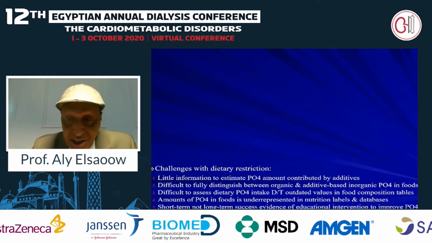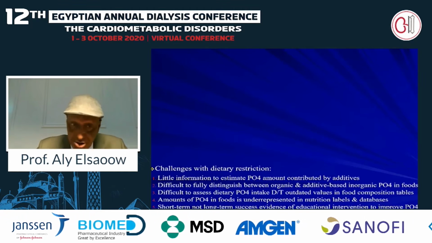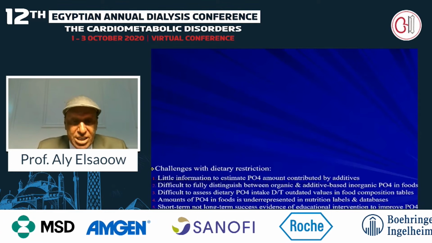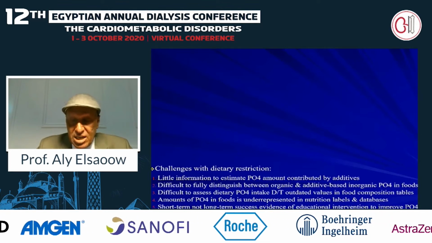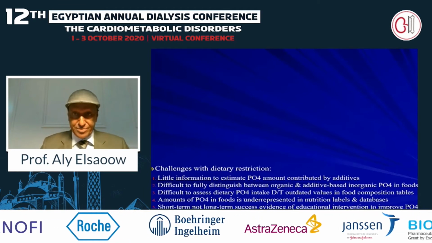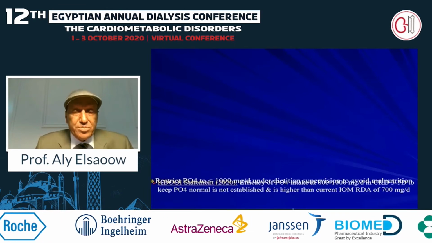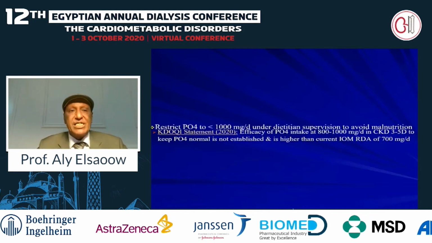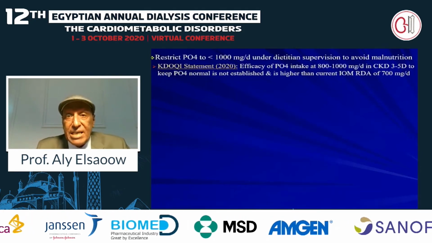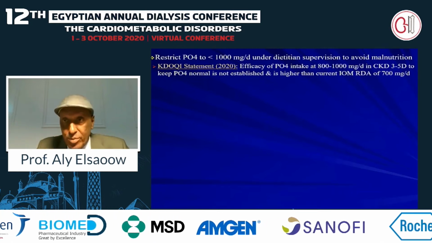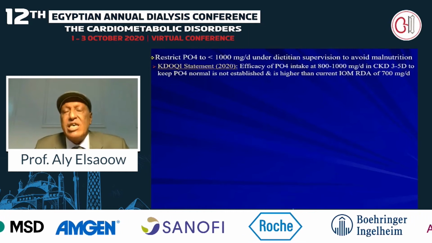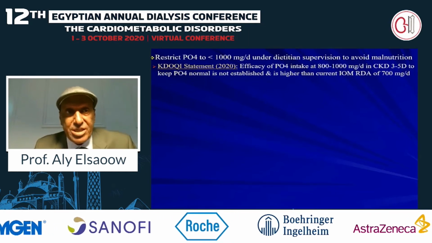And in the educational intervention studies, there are short-term studies on improving phosphorus, but unfortunately, there is no long-term evidence of long-term success. So the current literature suggests to restrict phosphorus intake to less than 1,000 milligrams per day under dietitian supervision to avoid malnutrition. Remember, restricting phosphorus has to go hand in hand with protein restriction.